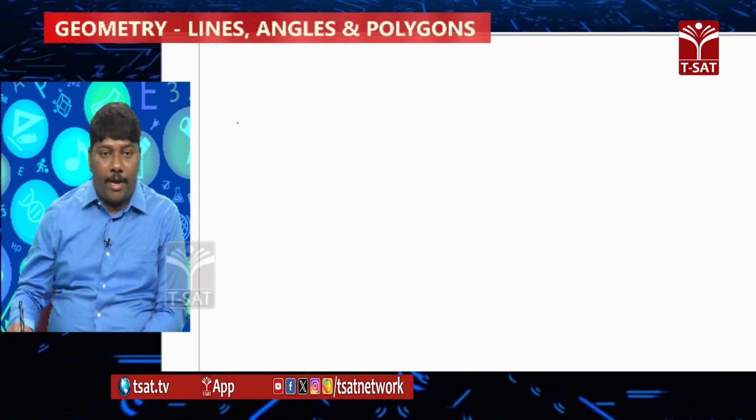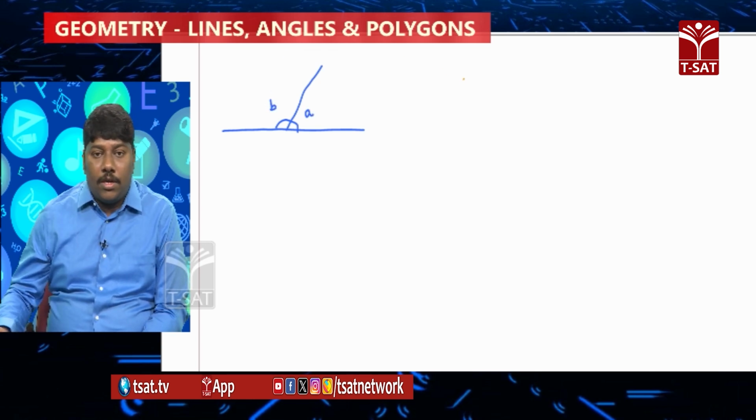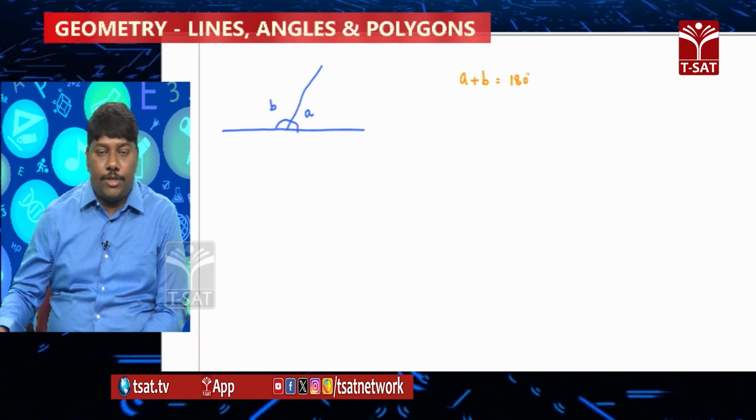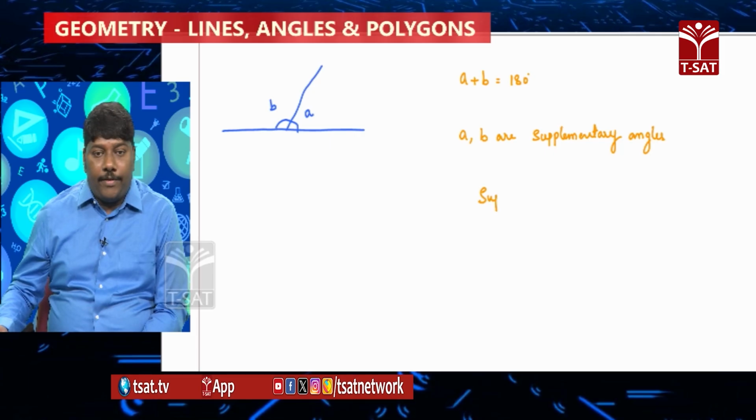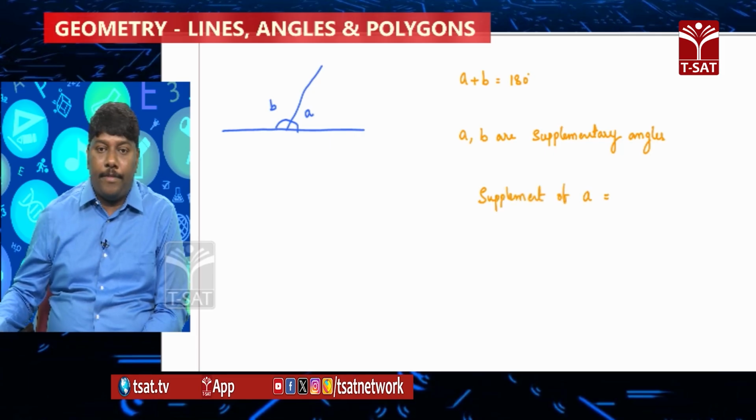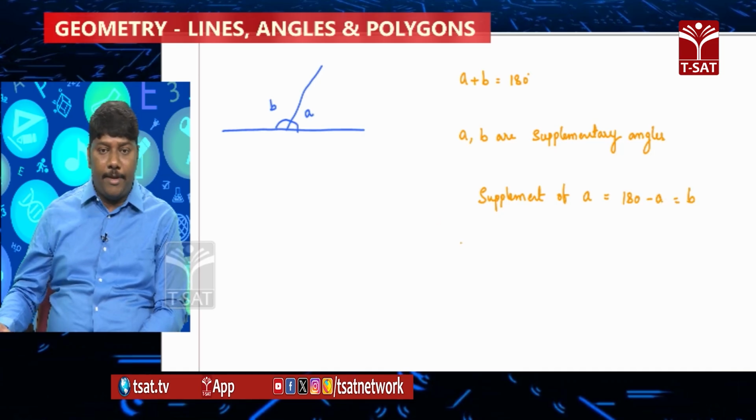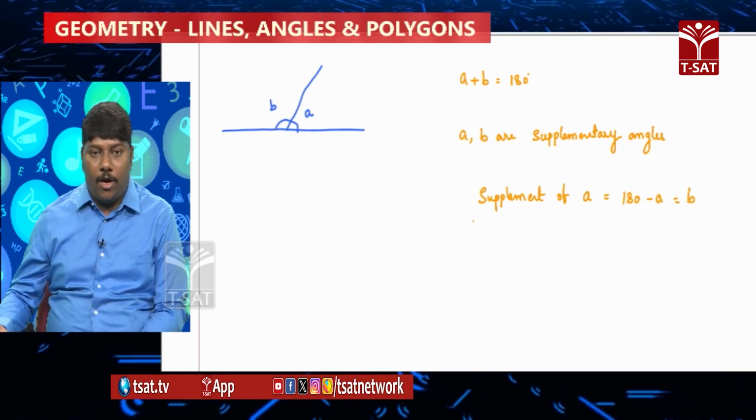If I take a straight line in the same manner, the angle formed by a straight line we take as 180, intersected by a transversal or else a line. Now here angle A plus B is equal to 180 degrees. Whenever the sum of two angles is 180, we call A, B supplementary angles. If I ask you what is the supplement of angle A, it is 180 minus A or else B. If I ask you what is the supplement of B, that is 180 minus B or else A.